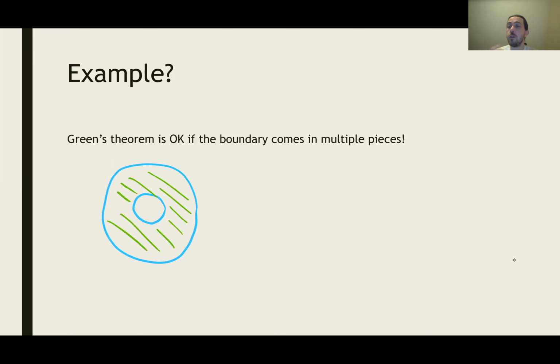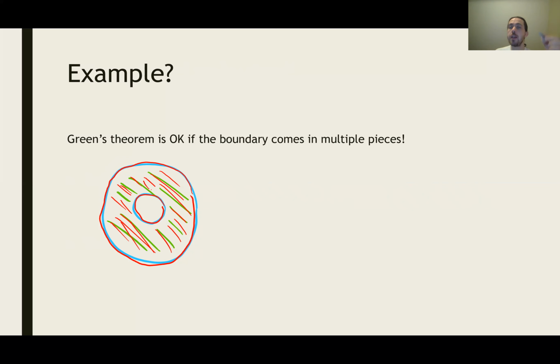All right. So also, this helps us in trickier cases because Green's theorem is actually okay if the boundary comes in multiple pieces. Here is a region that looks like a washer, where it has an inside, the inside of this donut-shaped region, and the outside of it. Here, the boundary has two pieces. There's an outermost boundary that goes around this way, and there's an inner boundary that goes around like this.